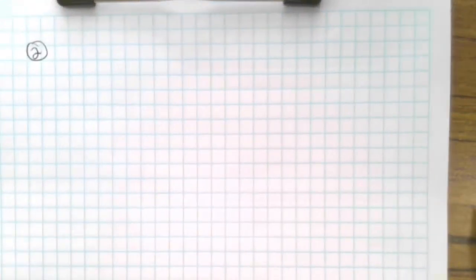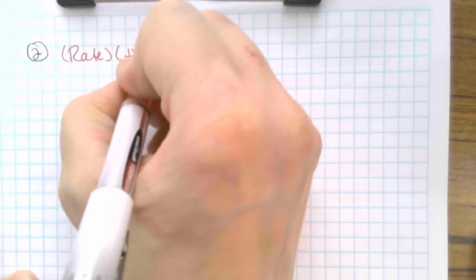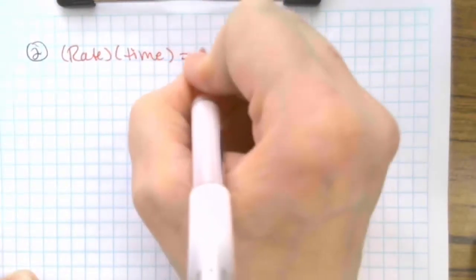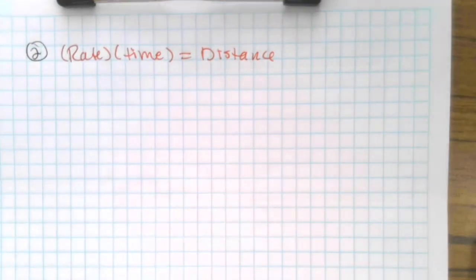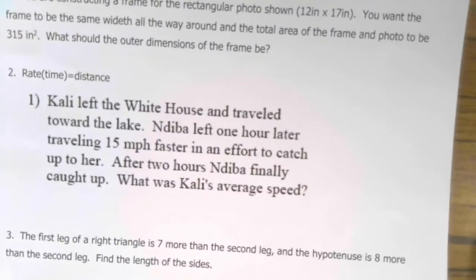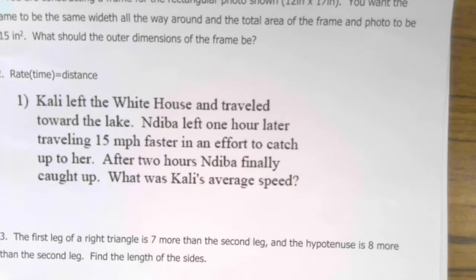Okay, so for question number 2, you need to know that rate of an object moving, or its speed, times the amount of time it is moving equals the distance it will cover. So question number 2 says, Callie left the White House and traveled toward the lake. Nadiba left 1 hour later, traveling 15 miles per hour faster in an effort to catch up to her. After 2 hours, Nadiba finally caught up. What was Callie's average speed?